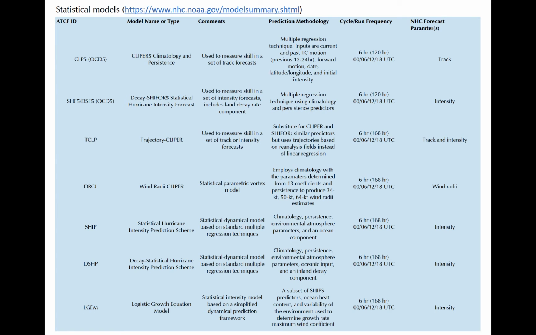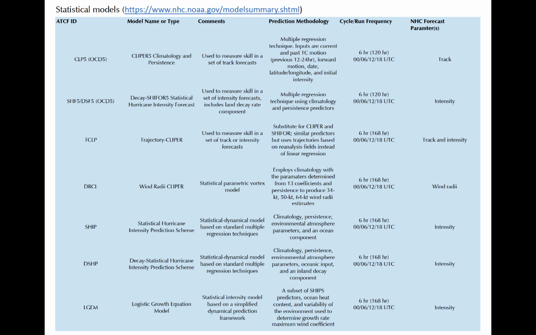Statistical models are no longer used for track forecasting. However, one, CLIPER 5, which is based on climatology and persistence, is useful as a baseline for assessing the performance of dynamical models. Some other statistical models are used to assess wind radii and intensity. The errors of statistical models at intensity forecast are still, even in 2020, comparable to errors of complicated dynamical models, even the ones like HWRF that are run on small scales.